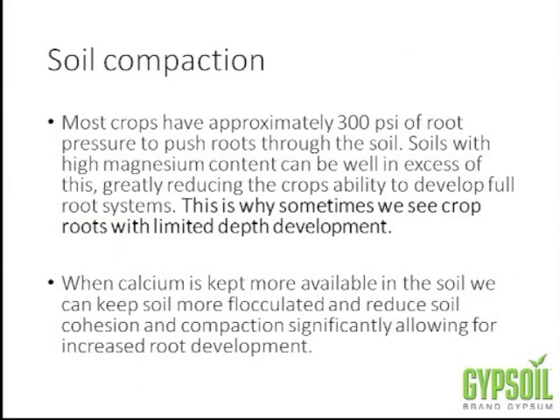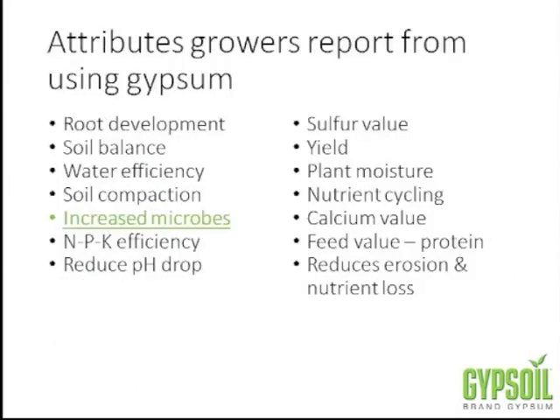A lot of times when we see those compaction layers, you'll see the roots go down, hit those hard pans, and then grow laterally instead of going deeper, reducing our root development. When we can keep calcium more available in our soil, we can keep that soil more flocculated and reduce that soil cohesion and those compaction layers significantly. So again, it gives us that greater root development where we want to go.